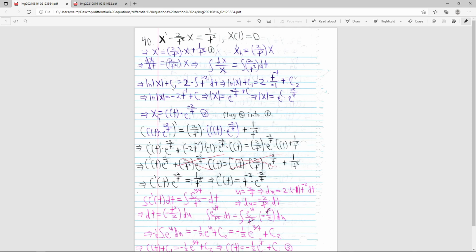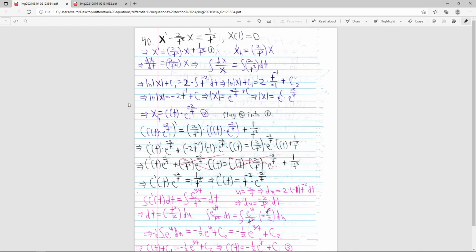So natural log of x plus c1 equals 2 times the integral of t to negative 2 dt, because we're integrating that. The left hand side is obvious, but for this one you just have to put it as t to the negative 2 power. The right hand side becomes 2 times t to negative 1 divided by negative 1, because you raise the power: it's t to the negative 2 plus 1 divided by negative 2 plus 1. So it's negative 1 and negative 1 there.